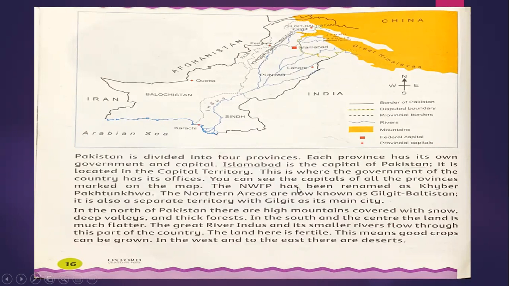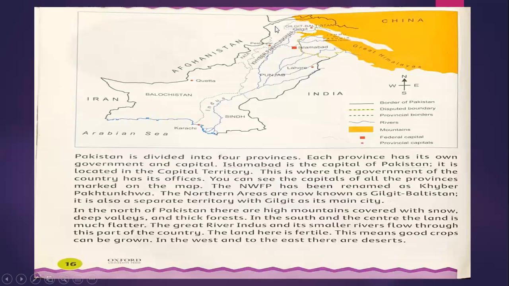You can see the capital of all the provinces marked on the map. I told you Islamabad, capital of Pakistan. This is the province Balochistan, and the capital of Balochistan is Quetta. Sindh, another province, and the capital is Karachi. Punjab, capital Lahore. Here Khyber Pakhtunkhwa, the capital is Peshawar.